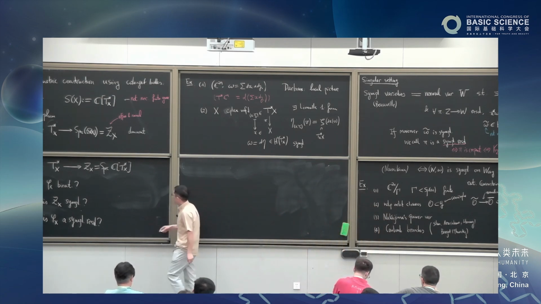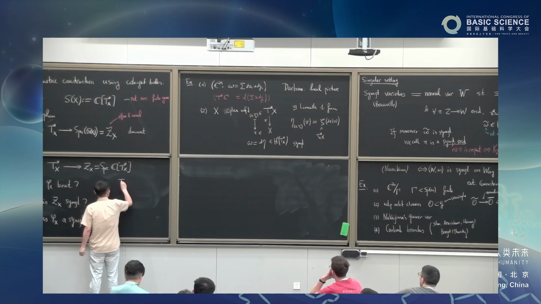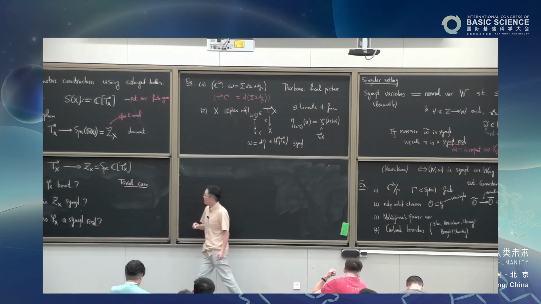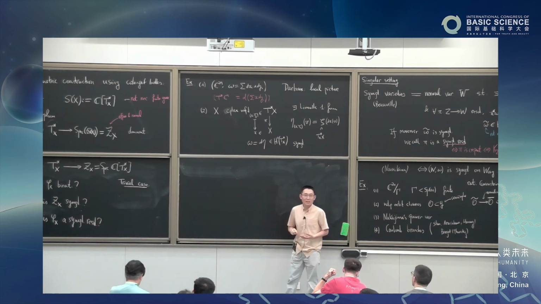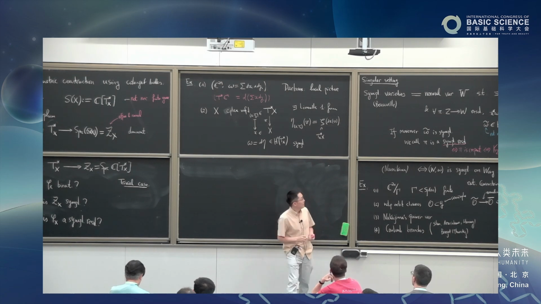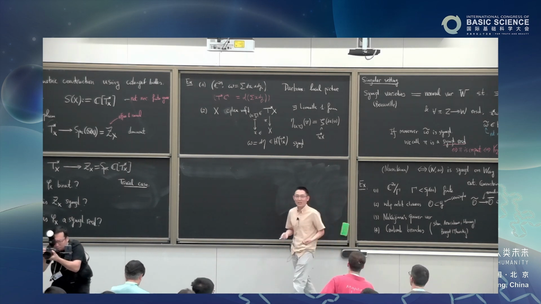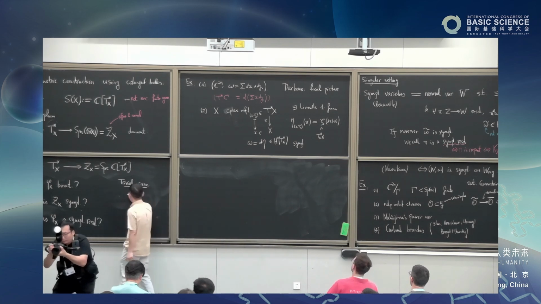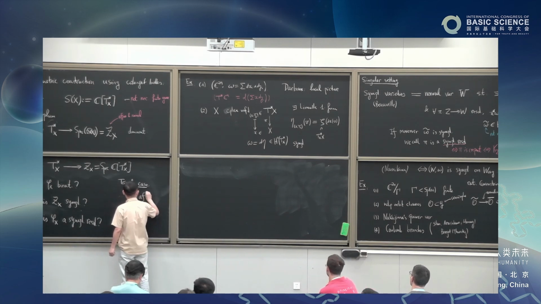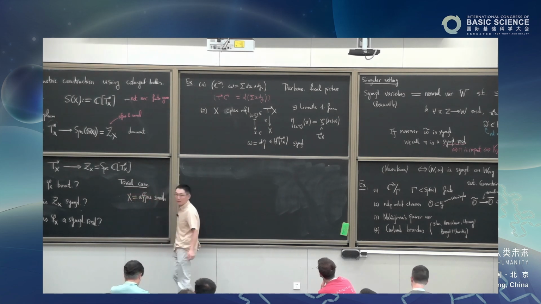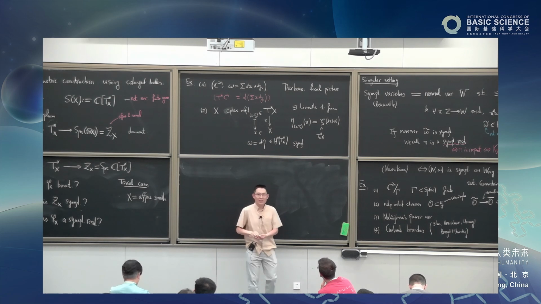So let me start with the trivial case. What's a trivial case? Anyone? Okay, the trivial case is X is affine. So why is this trivial?